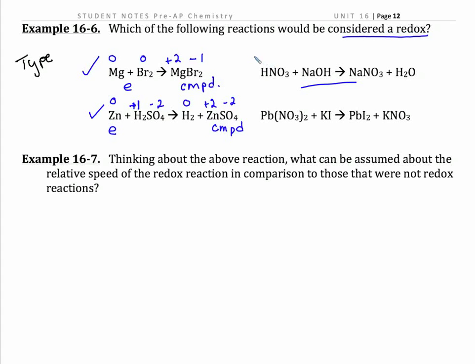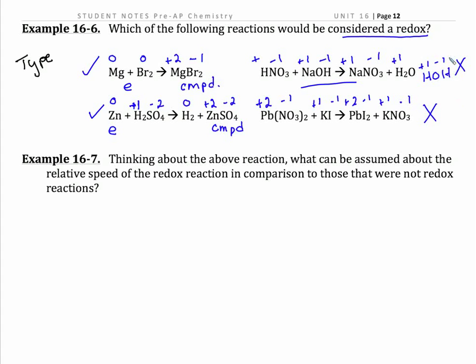This is not. We've got +1, nitrates -1, sodium's +1, hydroxides -1, and everything is still pretty much the same thing here. You can think of water in this case as HOH, and I'm just going to be very simplistic about it at this stage. The key point is that nothing changed oxidation. Lead is +2, nitrates -1, +1 -1, +2 -1, +1 -1. Everything stayed the same. These are double replacement. Double replacements are not redox.